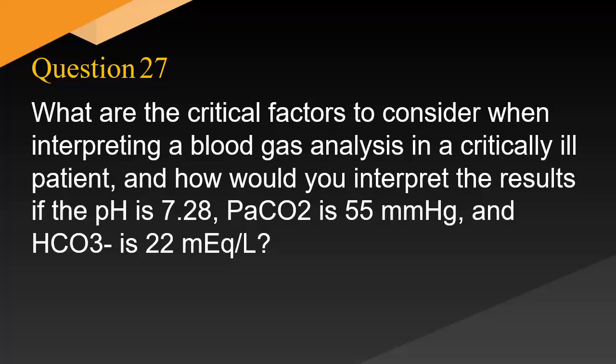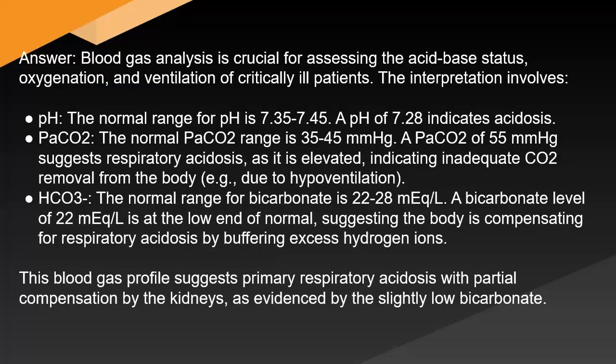What are the critical factors to consider when interpreting a blood gas analysis in a critically ill patient, and how would you interpret the results if the pH is 7.28, PaCO2 is 50 mmHg, and HCO3 is 22 mEq/L? Answer: blood gas analysis is crucial for assessing the acid-base status, oxygenation, and ventilation of critically ill patients. The interpretation involves pH. The normal range for pH is 7.35-7.45. A pH of 7.28 indicates acidosis.